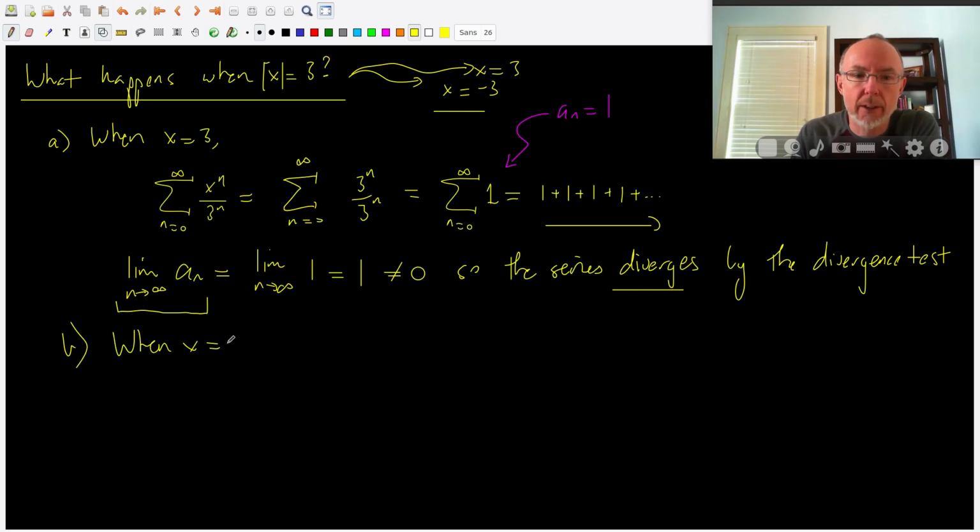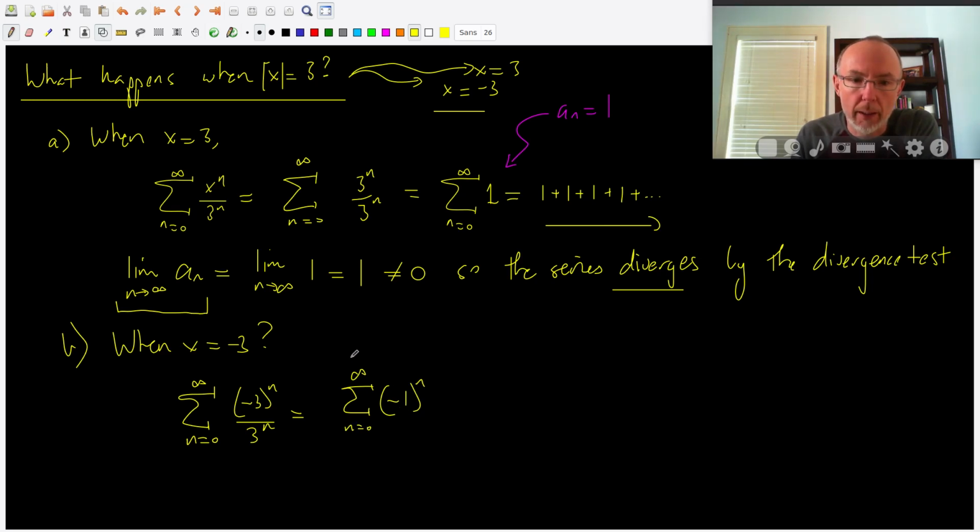What about when x is equal to minus 3? In that case, this summation is going to be very similar. We're adding from 0 to infinity of, in this case, minus 3 to the power of n over 3 to the power of n. And so that is just minus 1 to the power of n. Right? Because when n is an even number, this is going to be 1, and when n is an odd number, this is going to be minus 1. And so this is literally going to turn into 1 minus 1 plus 1 minus 1 plus 1 minus 1 plus 1 minus 1, and so on.